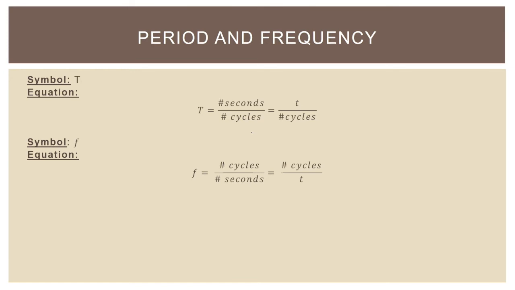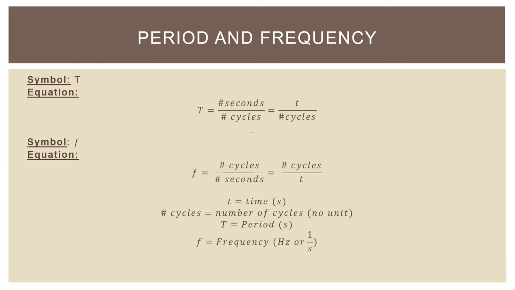Of course, the difference here is going to be the unit. So the time is measured in seconds, and the number of cycles is literally just a number. There's no unit. The period is measured in seconds, because it's seconds divided by something with no unit. But the frequency is measured in a unit called hertz. Now, it's important to realize here, 1 hertz is defined as 1 inverse second, or 1 over seconds.